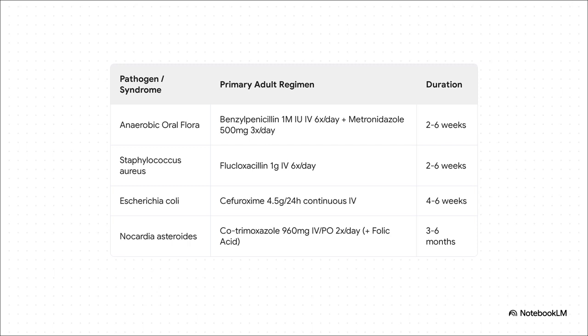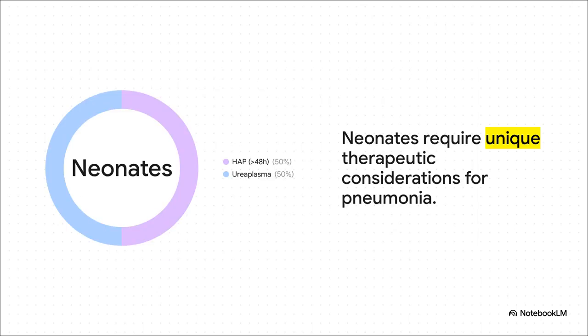They demand prolonged, targeted treatment, and ideally that treatment is guided by what your cultures and sensitivities tell you. Now, kids are not just little adults, especially neonates. Things are different. For a baby who develops pneumonia in the hospital after a couple of days, your empiric coverage has to be broad. Think cefuroxime plus gentamicin to cover the likely culprits.